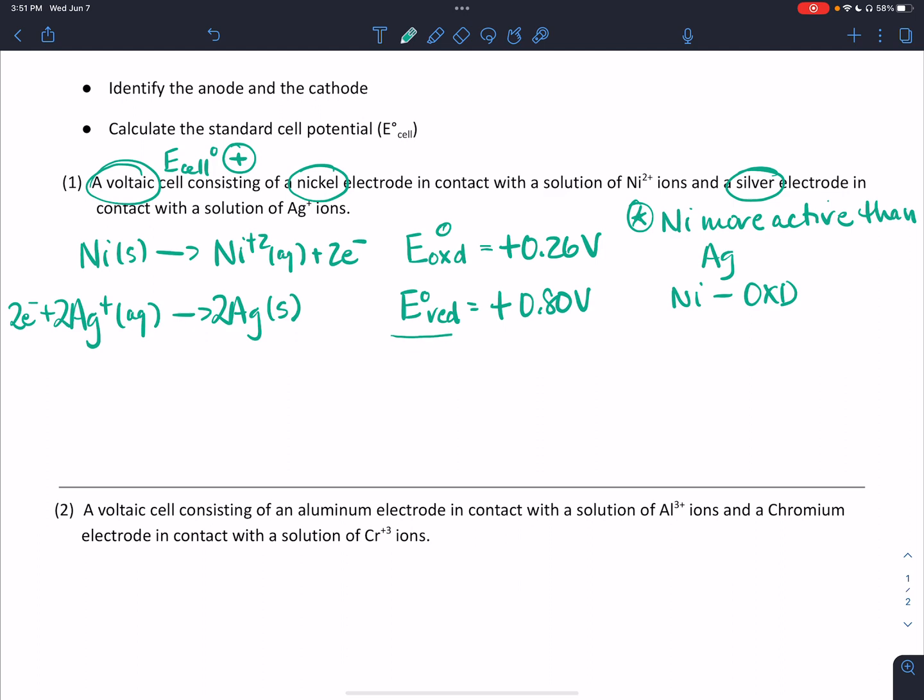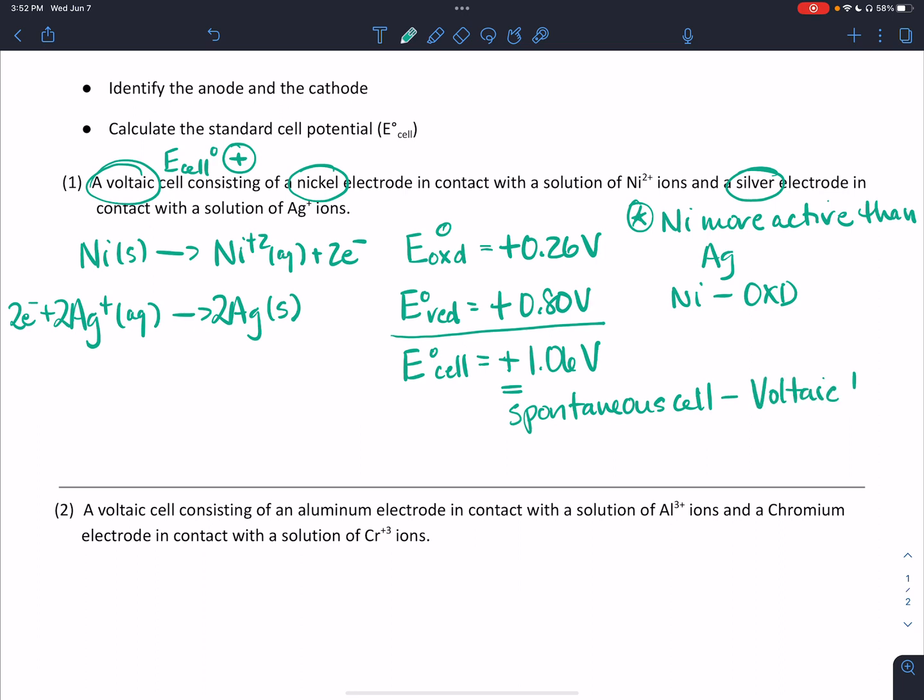Now, I do not touch that value. I don't change the sign because it's a reduction potential, and I don't change the number even though I doubled my half reaction. My cell potential is the sum of these two numbers. I add them up, and I have a positive 1.06 volts. That positive sign tells me that this is a spontaneous cell, which is what a voltaic cell is.